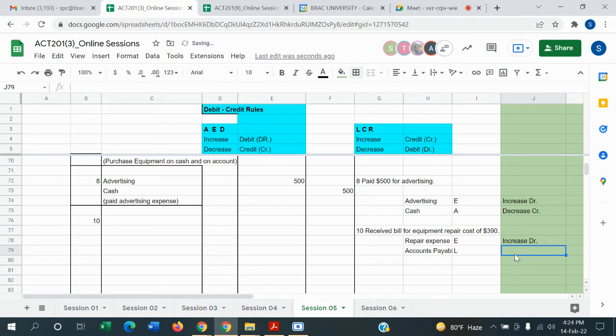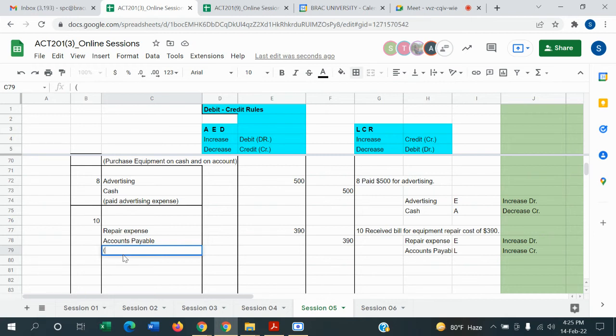And in that case, what will be the scenario? It's a liability increase. Should be credit. So that should be the journal for us: repair expense debit, accounts payable credit for 390. Explanation.